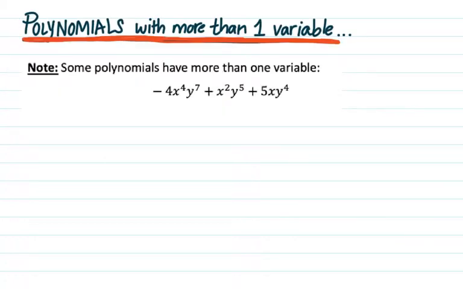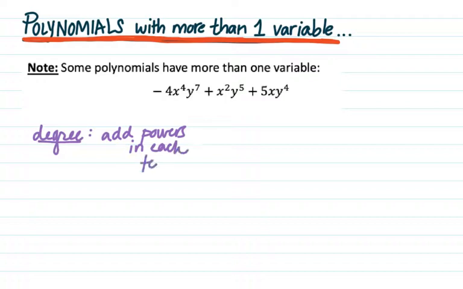Sometimes polynomials have more than one variable, like x's and y's in the same term. So the question is, how do you decide the degree? So the degree in these cases, you have to look at it term by term, and you basically add the powers in each term. So if we look at the first term and we add the powers, 4 plus 7 is 11. If we look at the second term and we add the powers, 2 plus 5 equals 7.